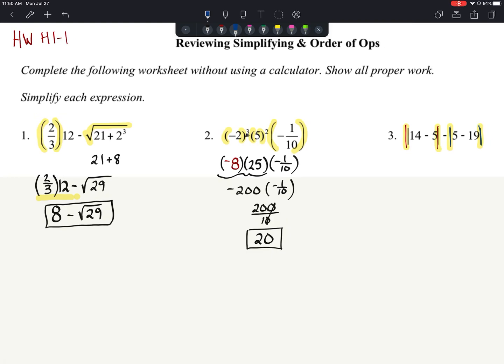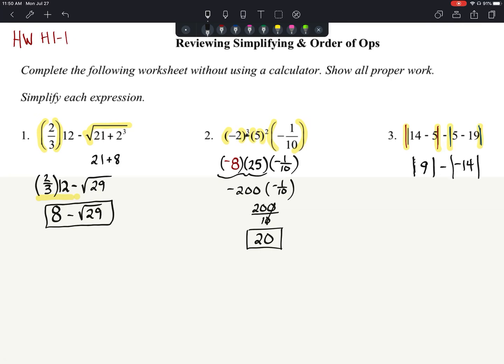So when we do the absolute value, remember we're talking about the distance from 0. So I'm going to do 14 minus 5. That's going to give me a positive 9. And I'm still taking the absolute value of that right now. And we have minus in between. 5 minus 19 is going to be a -14. And we're still going to need to take the absolute value of that.